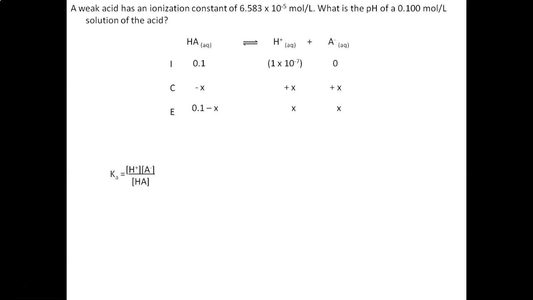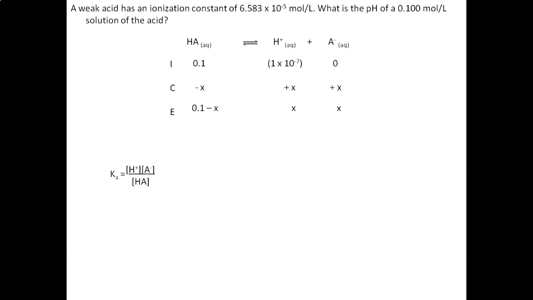So let's look at an example where we're asked for our pH. We need our equilibrium expression, again our ionization. We're going to use HA once again for our acid. Our ICE table, we have our initial concentration, our change, our equilibrium. We do our equilibrium expression.